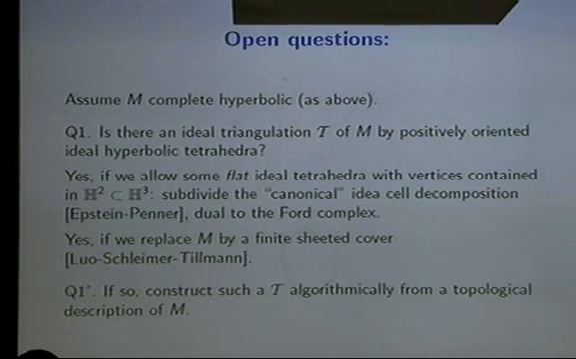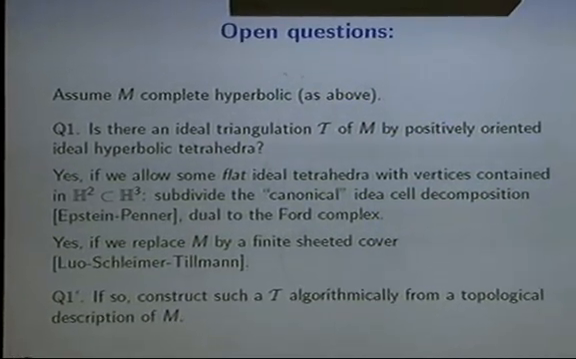So for this process to work, there are a few basic questions here that I want to think about. First question: can you find an ideal triangulation by positively oriented ideal hyperbolic tetrahedra? So this is what you want if SnapPy is going to work successfully. Now this question, as far as I know, is still open in general if you start with a hyperbolic 3-manifold. The answer is yes if you allow some flat ideal tetrahedra.